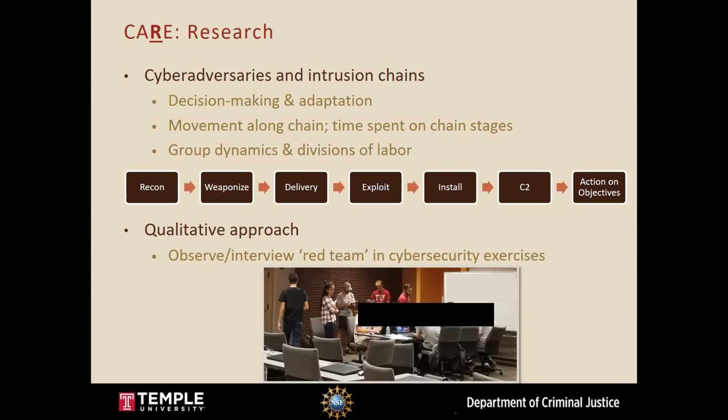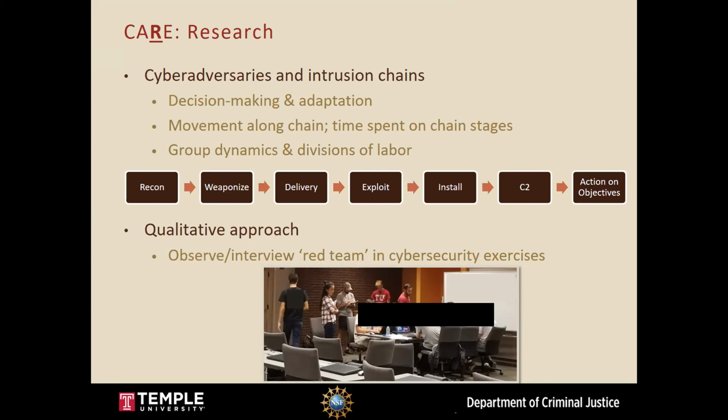So we're interested in how adversaries are making decisions, how they are moving along these intrusion chains, how much time they are spending on these chains, and how they make decisions, adapt, work in groups, and engage in a division of labor so that they can be as successful as possible in the execution of a cyber attack.